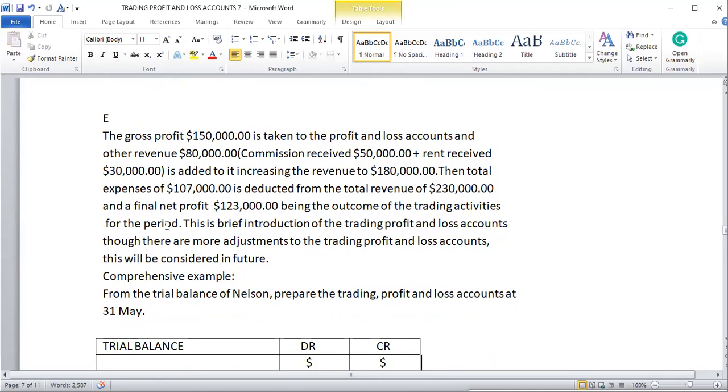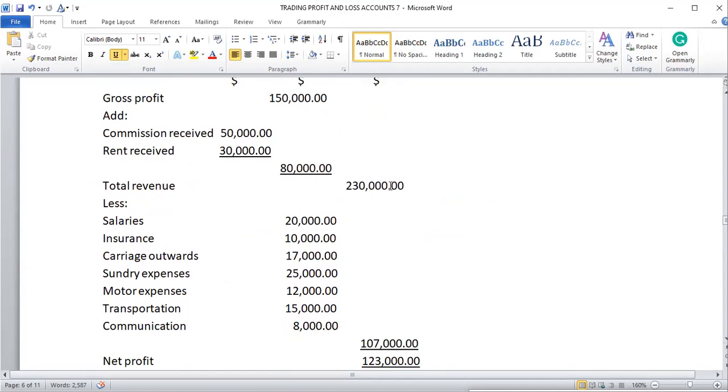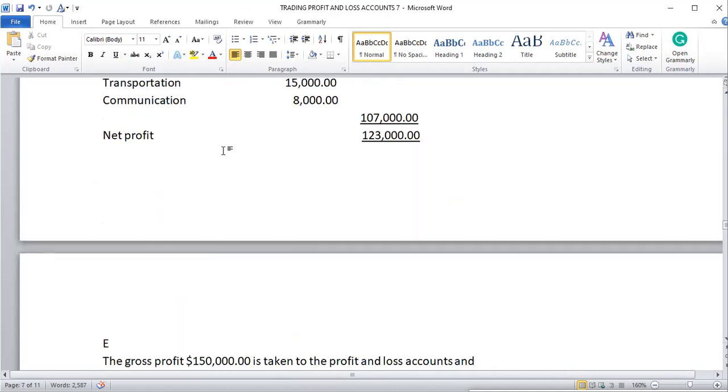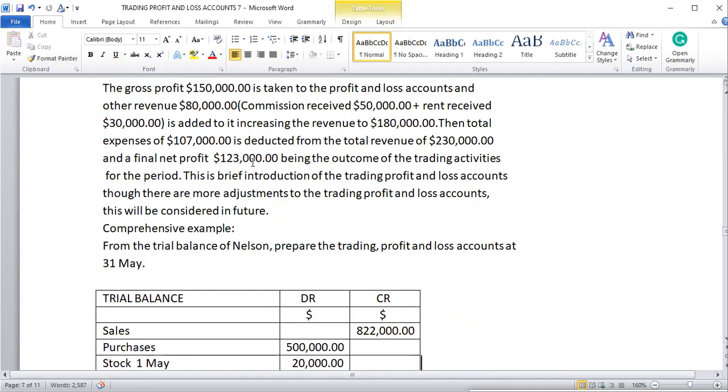How did we get the $123,000 net profit? After obtaining a total revenue of $230,000, then we deduct all expenditure. Expenditure being $107,000 from the total revenue of $230,000. Then we arrive at $123,000 as our net profit. So that's it, being the outcome of the trading activities for the period.